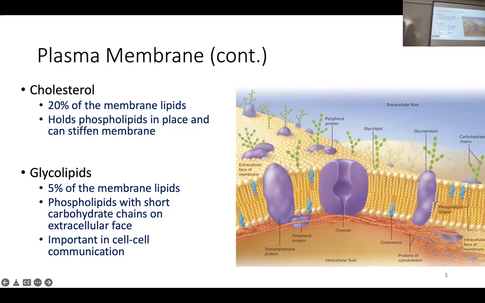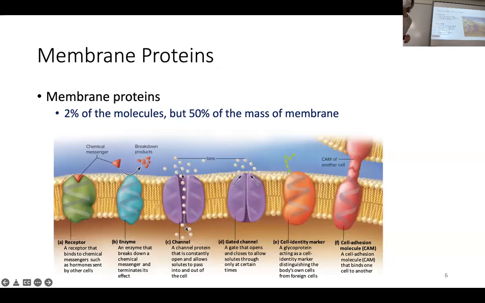Okay. Next, we have the proteins. So the proteins are very important. Not that the lipids aren't. They make up most of it, so I don't want to brush by them too quickly. And next, we have membrane proteins. They only make up 2% of the total number of molecules. So there aren't many of them, but they're gigantic. They make up 50% of the weight of the membrane.